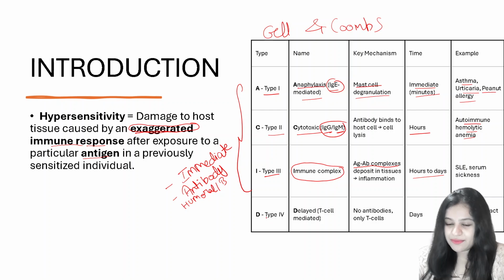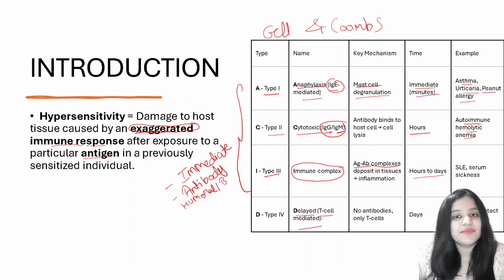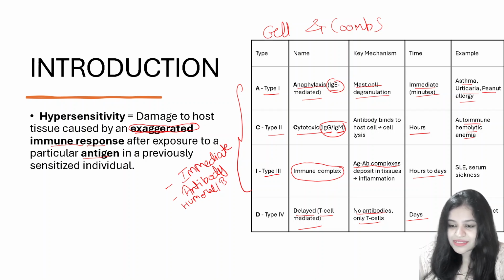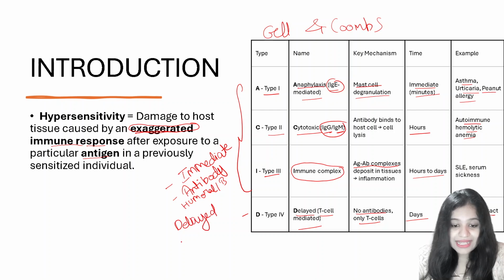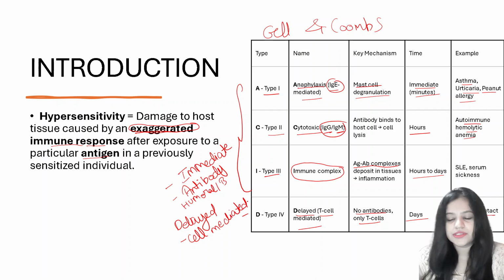Now coming to type 4. Type 4 is quite different from the first three types. Type 4 is a delayed, T cell mediated hypersensitivity. Here no antibodies are involved, it's only T cells. It takes days to occur, and examples are the TB test and contact dermatitis. So type 4 hypersensitivity is a delayed type, and it is cell mediated immunity type.